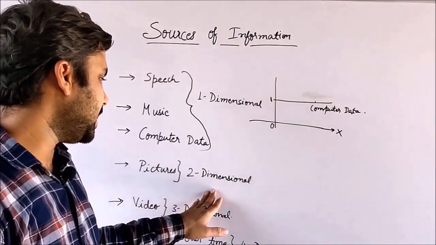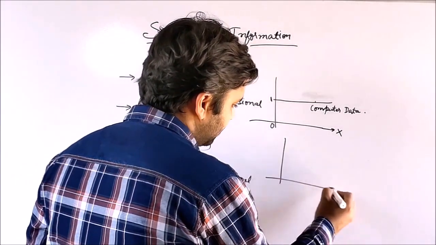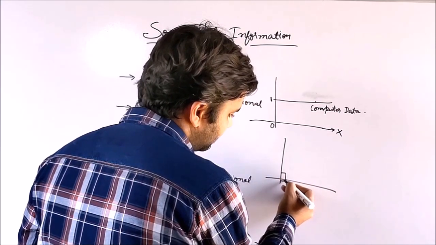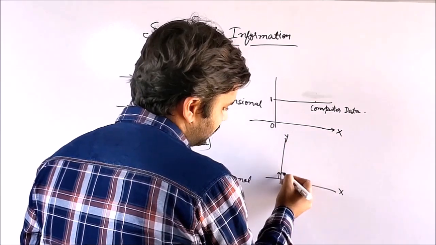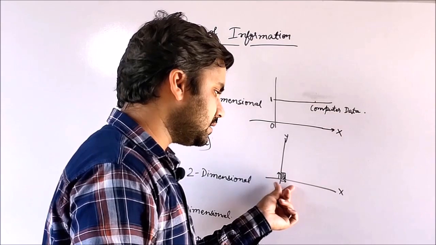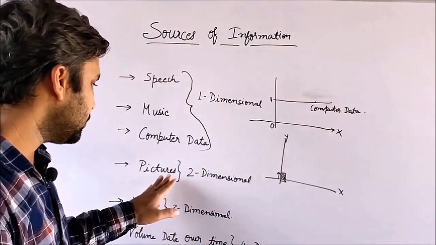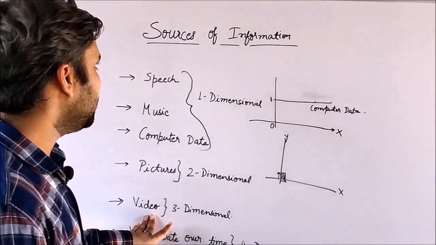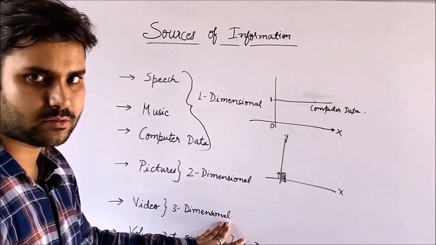Pictures are two-dimensional data. Why? Because for defining a picture we need a pixel which consists of an x-axis and a y-axis. So if this is a dot, then it is a picture, and we need at least two frames of reference to represent it. Okay, so pictures are two-dimensional. Now the video source is a three-dimensional source.